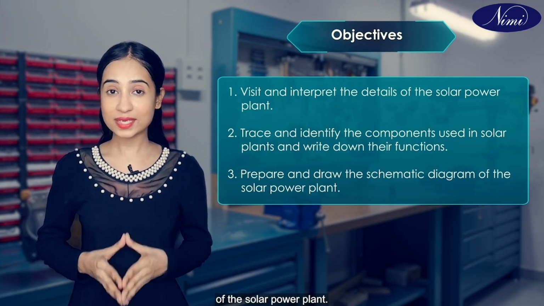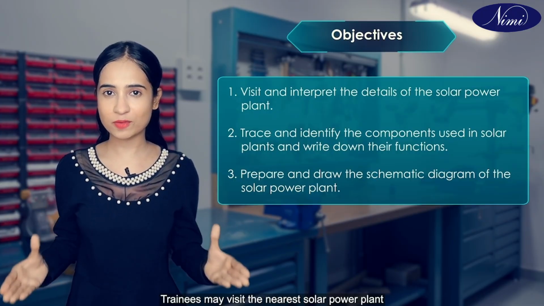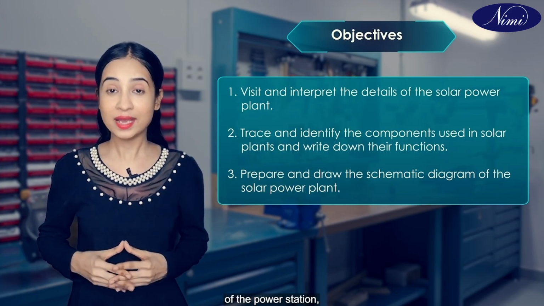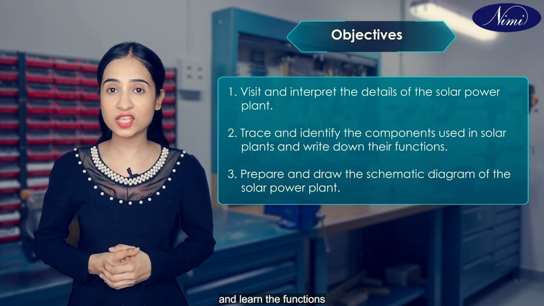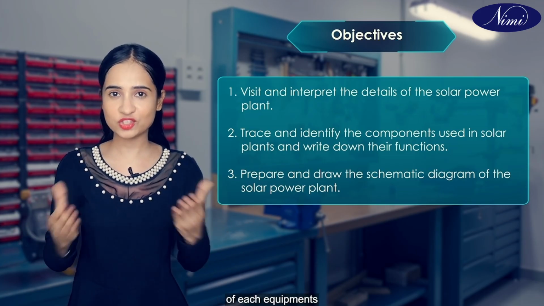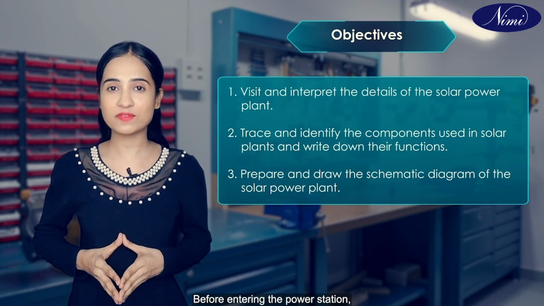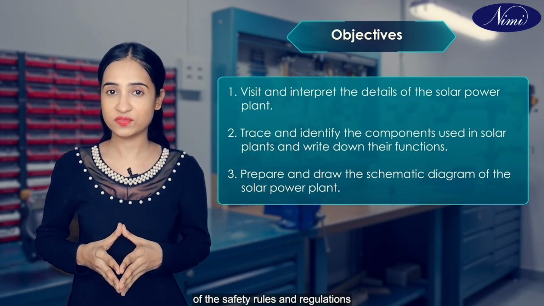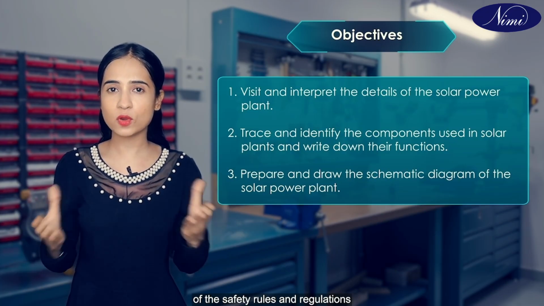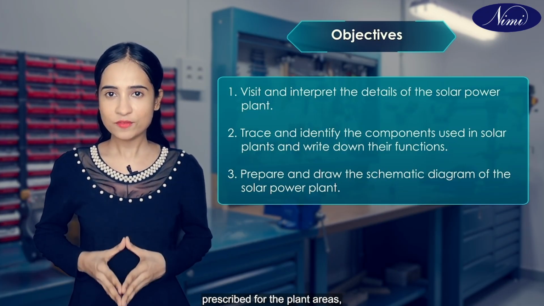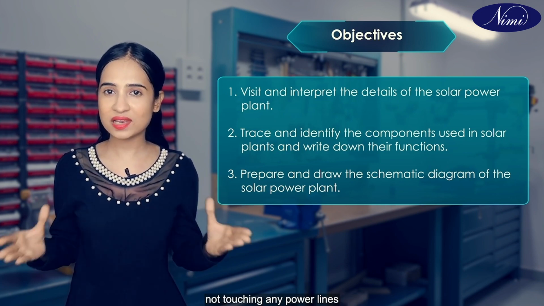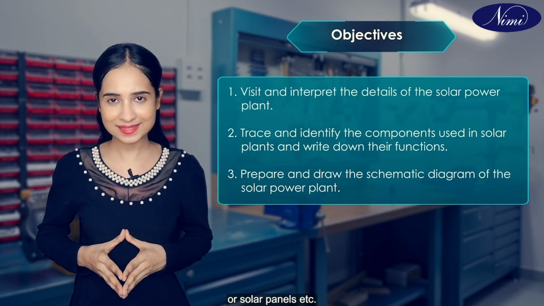Note: trainees may visit the nearest solar power plant to visit the various equipments of the power station and learn the functions of each equipment from the plant engineer. Before entering the power station, the trainees should be aware of the safety rules and regulations prescribed for the plant areas, like wearing personal protective equipment, not touching any power lines or solar panels, etc.